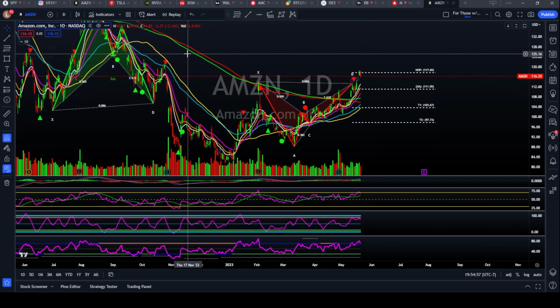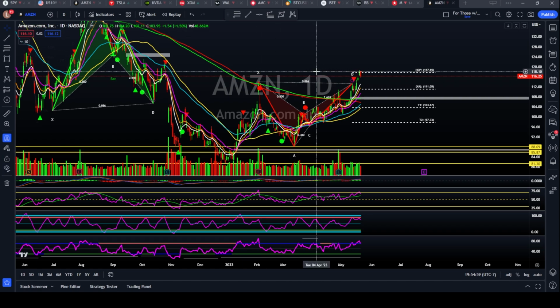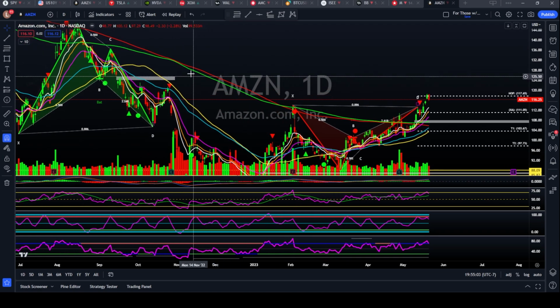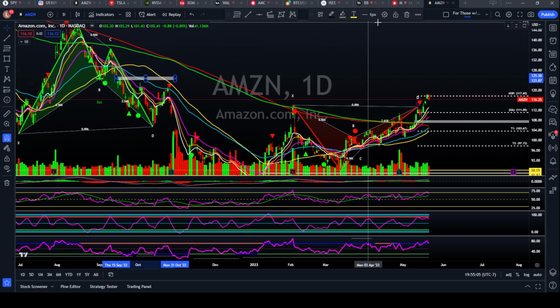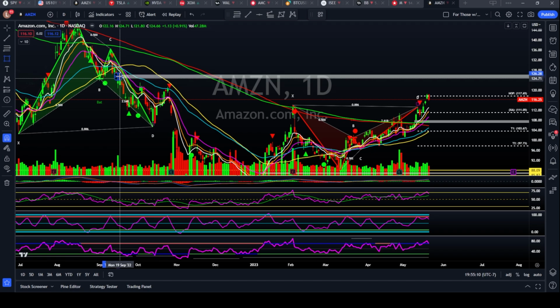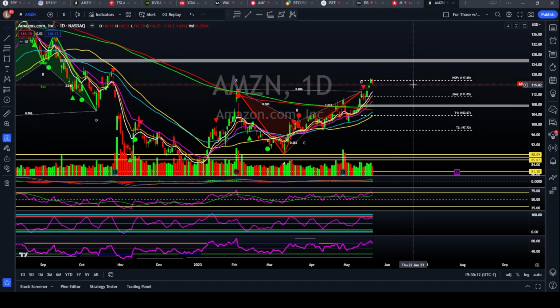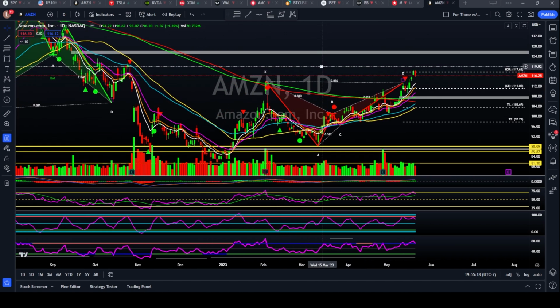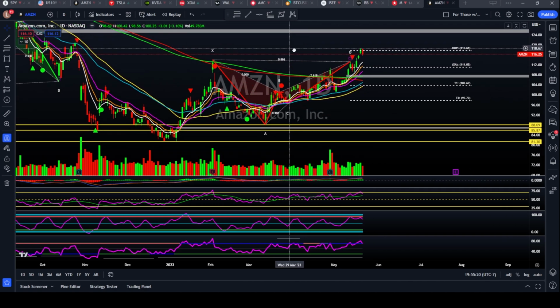So what can we expect here? You have a couple of things here. Bring up my drawings. Just didn't go all the way across here. Let me just remove this here real quick. There is a gap up here. So if you continue breaking up above 117, there's a good shot you could see 125. Anywhere between 125 and 121 is where I would see Amazon go potentially.